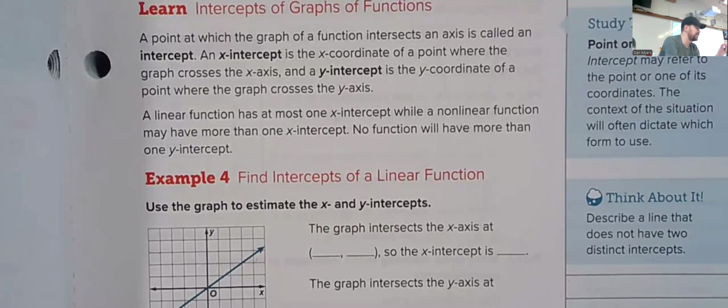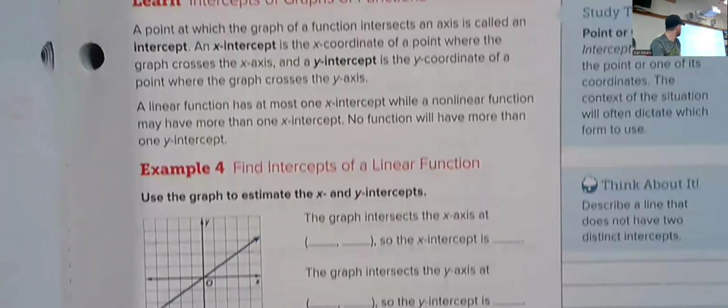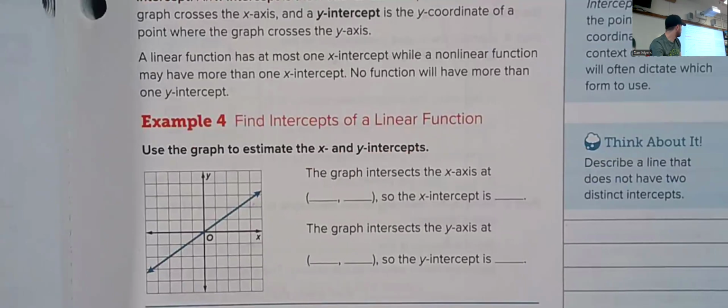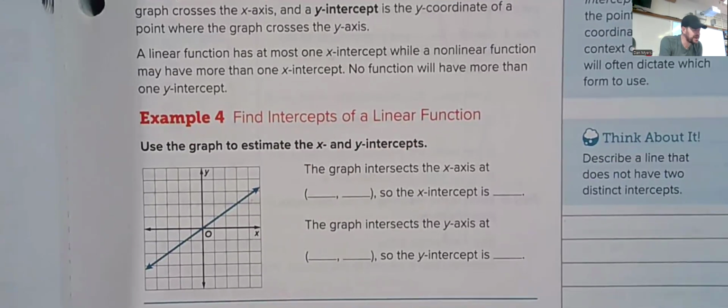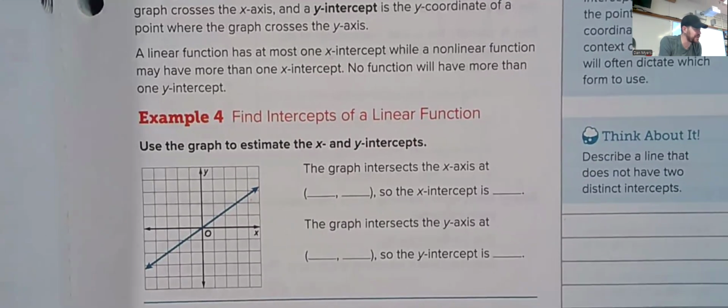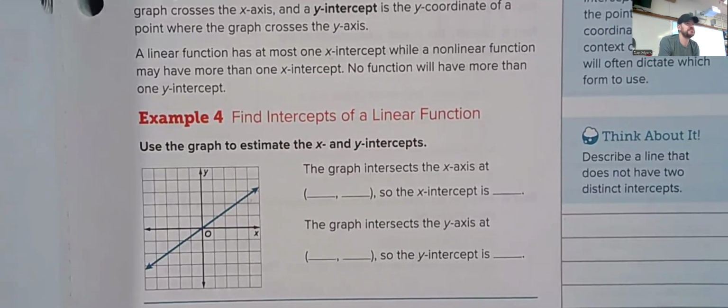But if you were talking about what the other one was, the other value would be 0, because when you have an x-intercept, the y value is 0. When you have a y-intercept, the x value is 0. A linear function has at most one x-intercept, while a nonlinear function may have more than one x-intercept. No function will have more than one y-intercept.